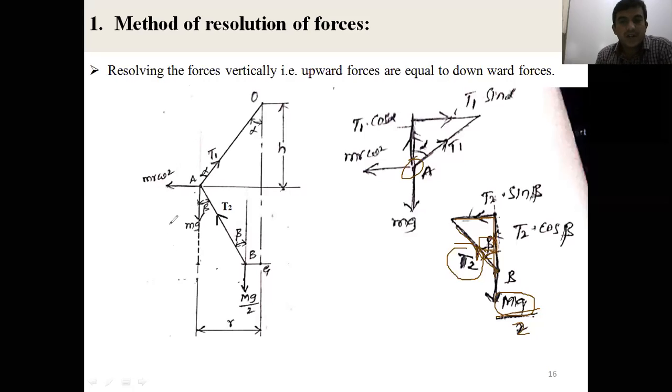Now how do you determine the speed and height of the governor? See that statement: resolving the forces vertically, the upward forces are equal to the downward forces. Now what are the upward forces? T1 cos alpha, then mg. Take upward forces as positive, downward forces as negative. At point A, T1 cos alpha, similarly at point B, T2 into cos beta and mg by 2. Then resolve the forces vertically and equate them, and you will get the speed and height of the governor.